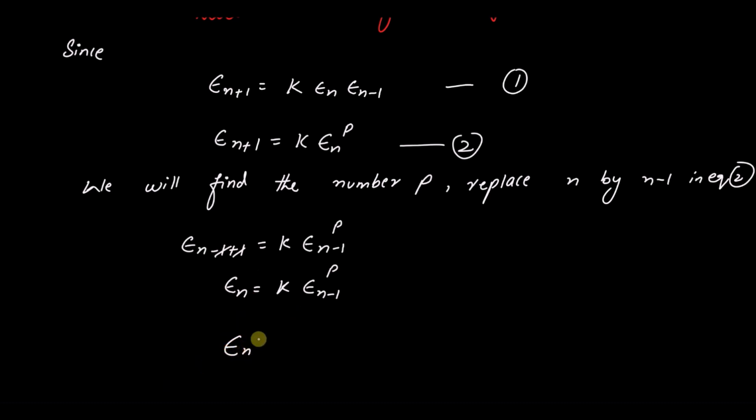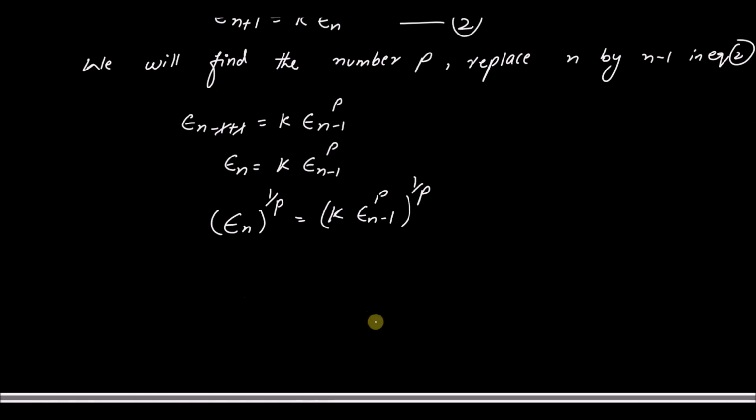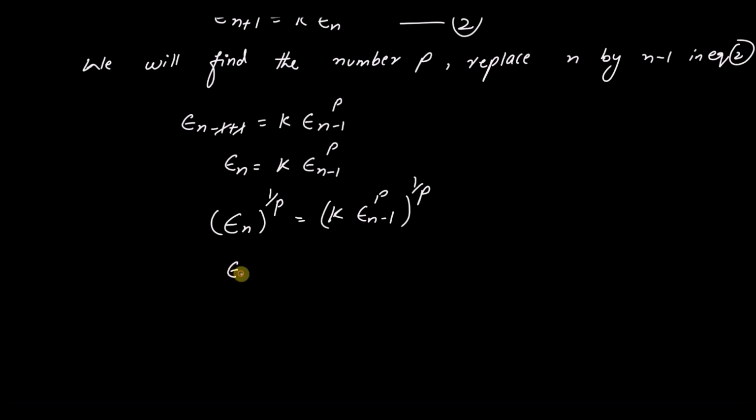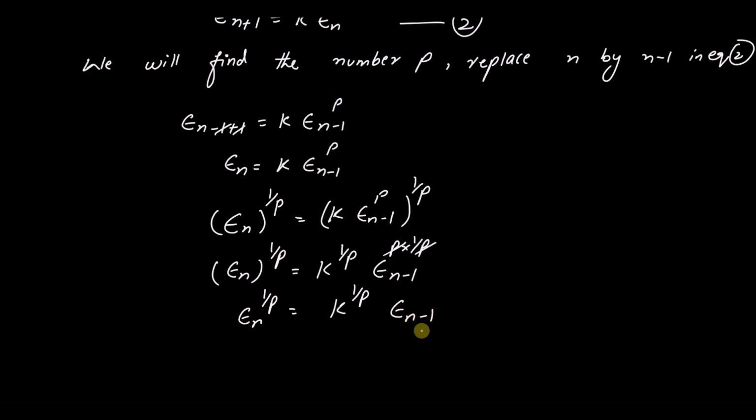Okay, we need to take the power 1 over p on both sides just to simplify the expression. So it's like that, and we have P also. After that, we will have epsilon n to the power 1 over P equals K to the power 1 over P, and epsilon n minus 1 to the power P into 1 over P. So this P cancels out with this P, and here we have 1 over P, that is equal to K to the power 1 over P and epsilon n minus 1.